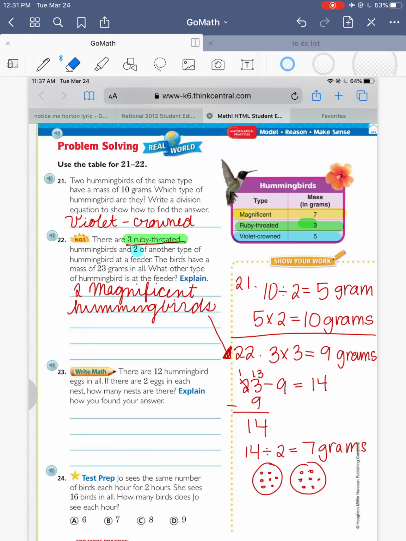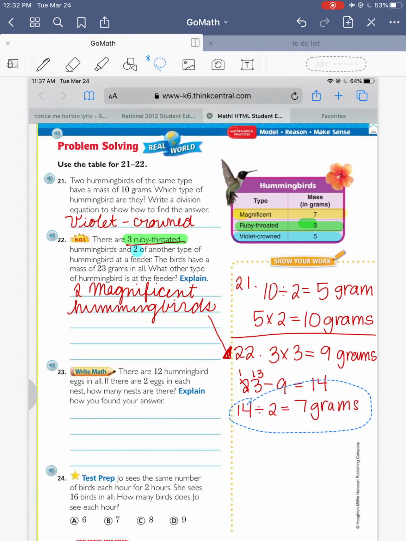I'm going to erase the work, though, over here because I need more room for 23. So I'm going to erase my extra work so that I can give myself more room. But if you run out of room on your paper, just get a piece of loose leaf. But I want it all to be on one page for you guys. Number 23 says, there are 12 hummingbird eggs in all. If there are 2 eggs in each nest, how many nests are there? Explain how you found your answer.